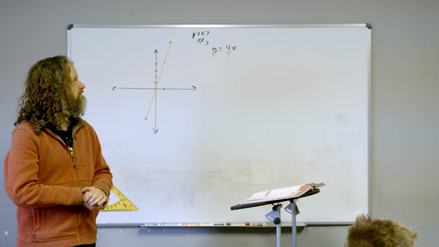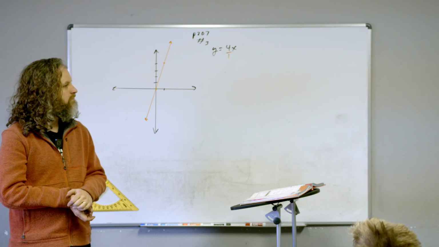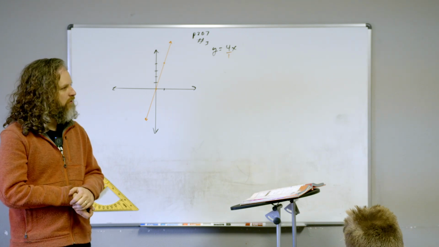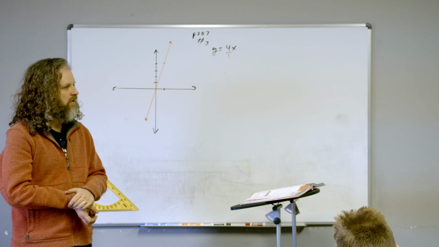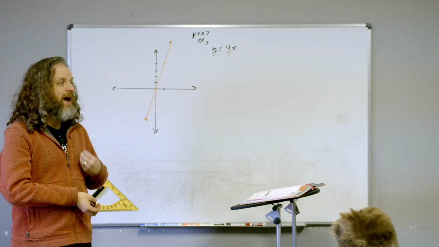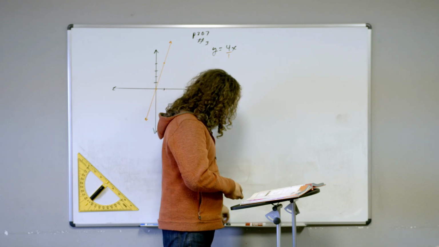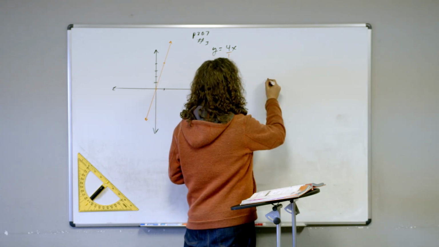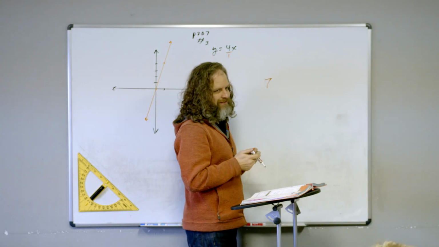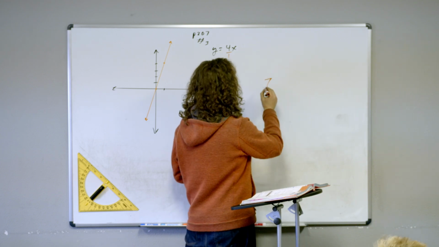Okay, why is it y equals 4? Like the 4 over 1 part, or why is it y equals 4x? Yeah, why is it like that? Because slope has to be a fraction. Because we need the rise and the run. In order to write 7 as a fraction, what do I have to do? 7 over 1.